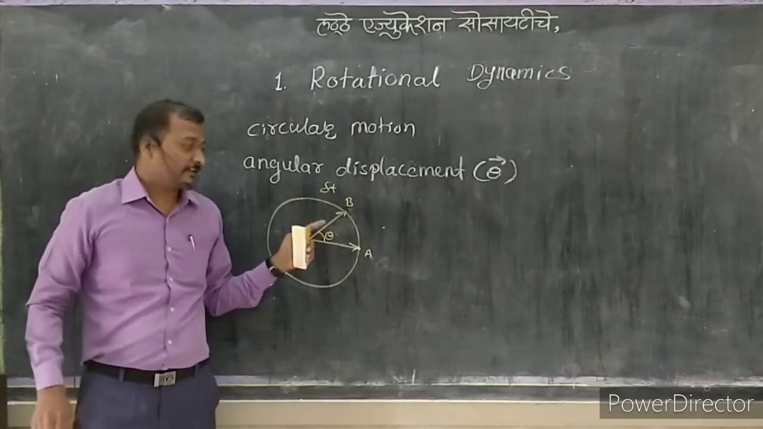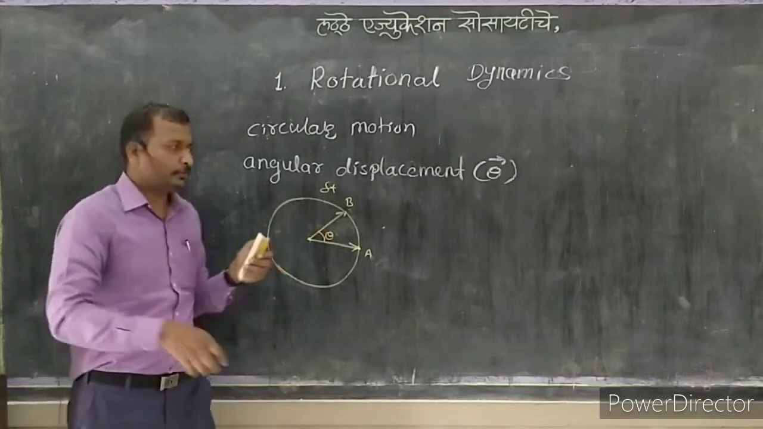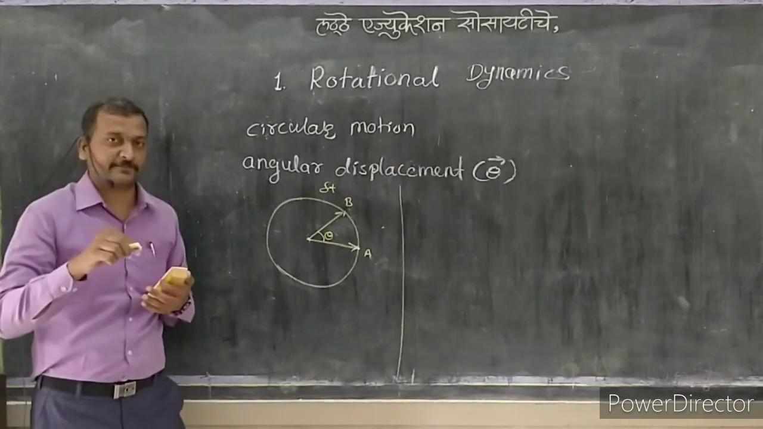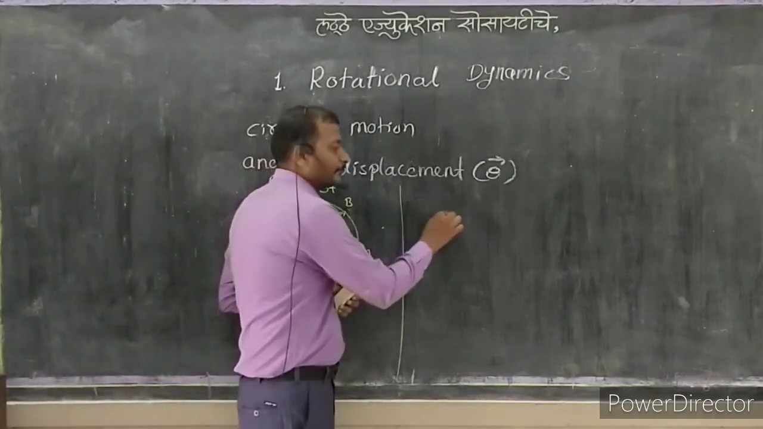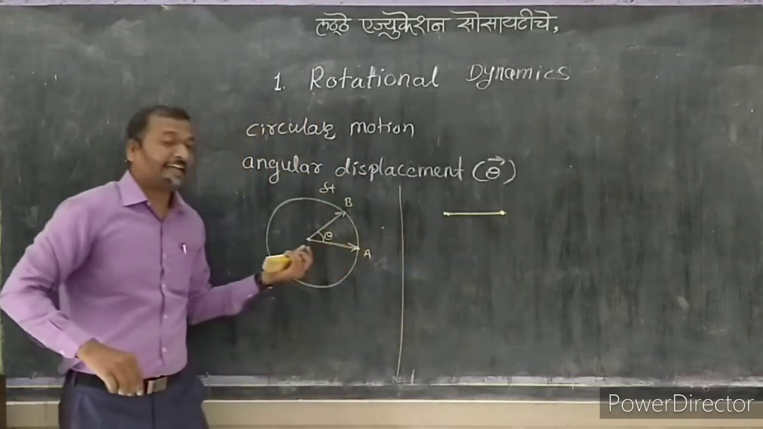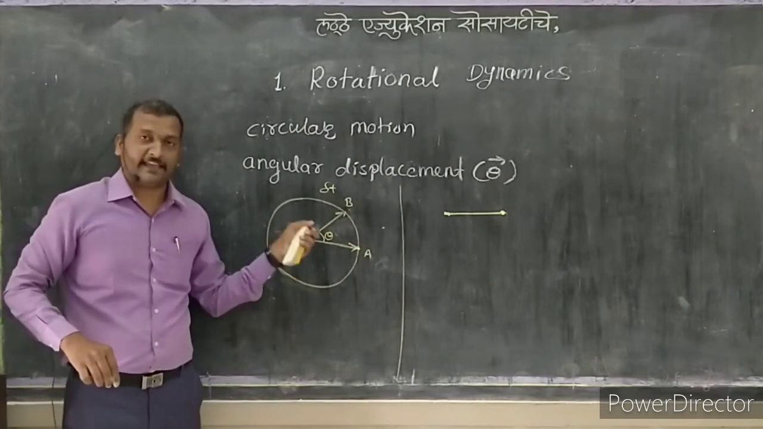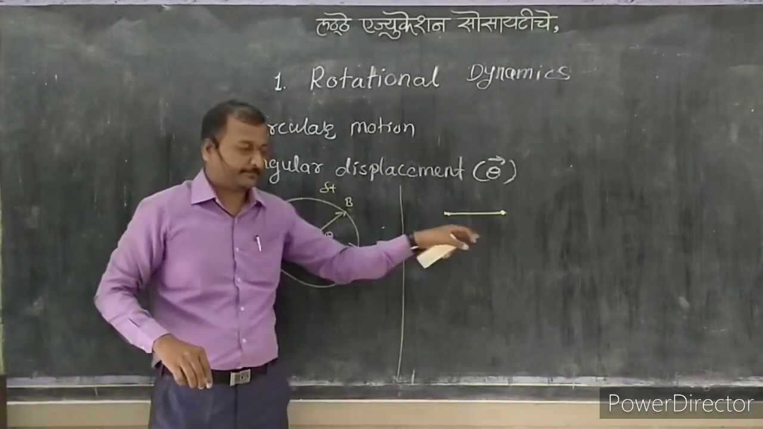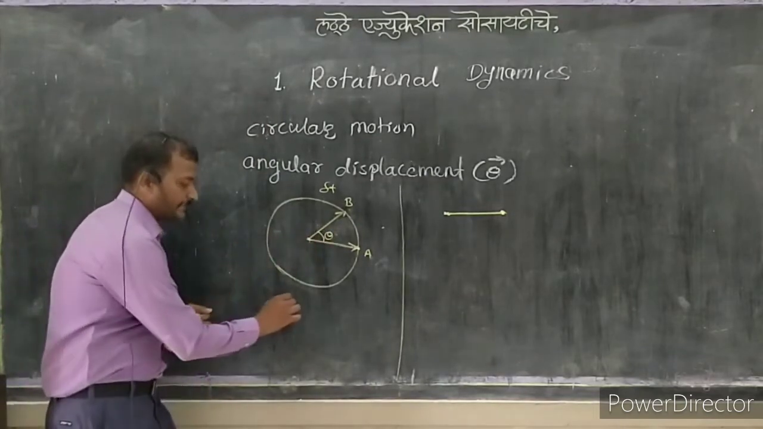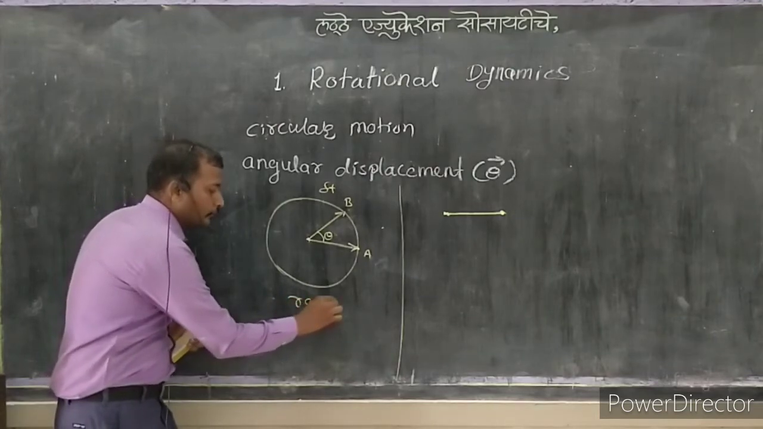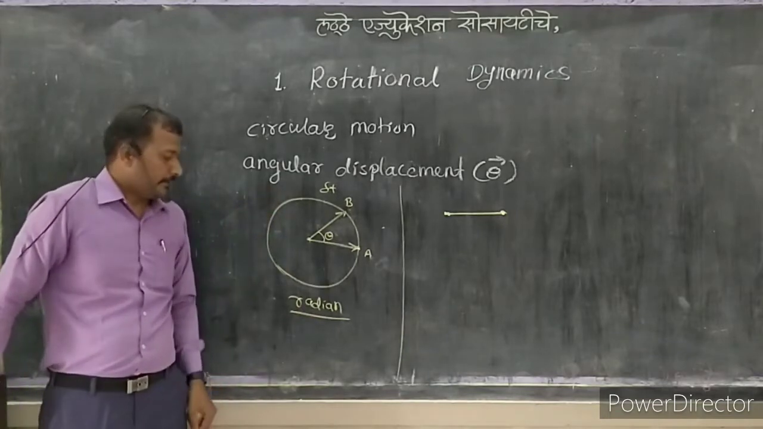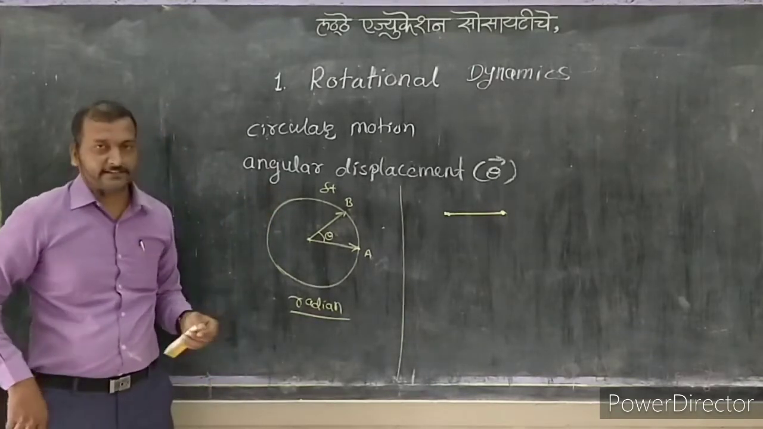Means in this case the angular displacement is an angle. We studied in the previous class the linear displacement. Linear displacement is a distance, means a particle moves from one point to another point. But in the angular case, angular displacement is an angle. As it is an angle, it is measured in the SI unit radian. We know the SI unit for angle is radian. Hence, the SI unit for angular displacement is radian.